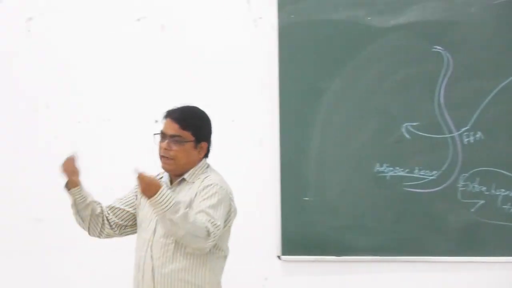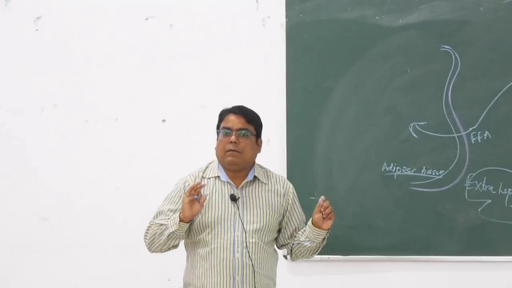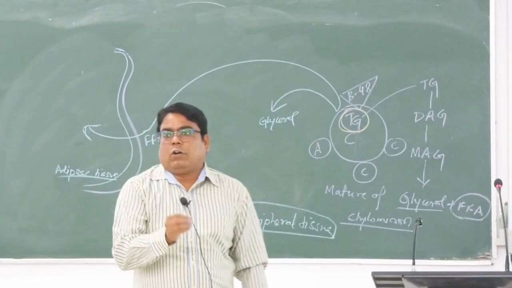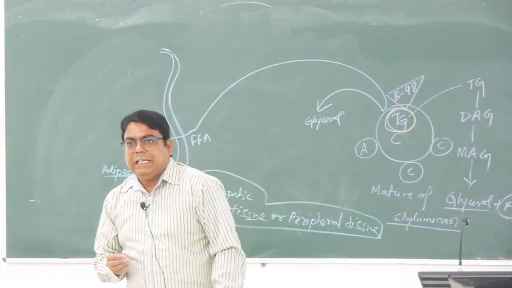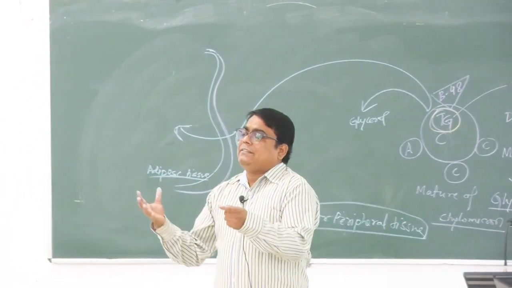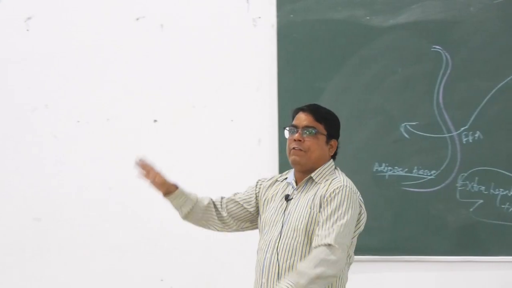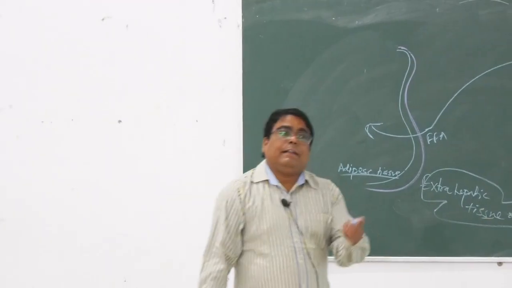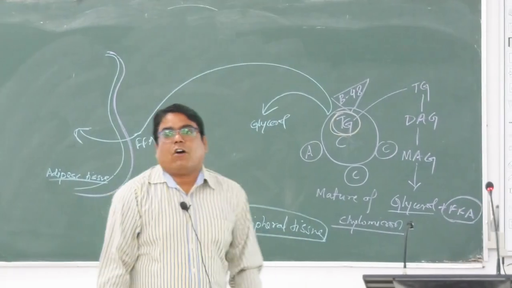When the glucose is not utilized for the production of energy, then what they do, these adipose tissue can donate their free fatty acid for further production of ATP by different metabolic processes like beta oxidation.